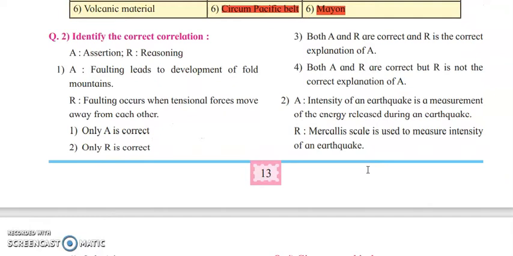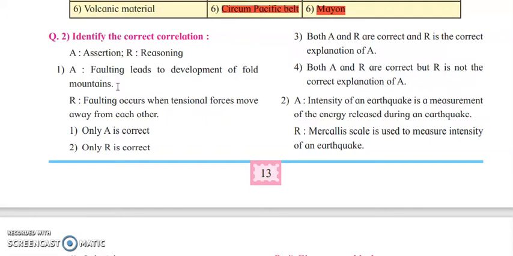Identify the correct correlation. The first is assertion and reasoning. In this question you have to solve the 2 statements. First you have to check whether they are true or false, and then whether R is giving a correct explanation of A. These are the things which you have to see in this particular question. The first question is assertion: faulting leads to the development of fold mountains. Does it lead to the development of fold mountain? That you have to specify whether it is true or false.